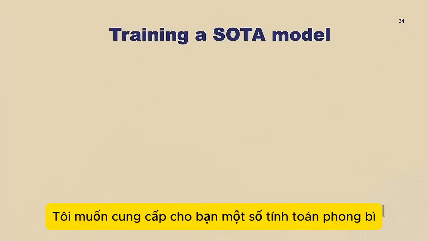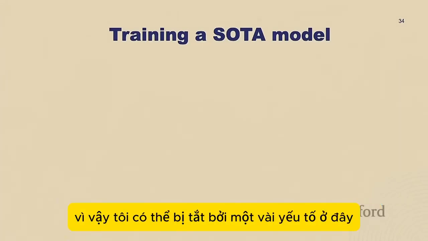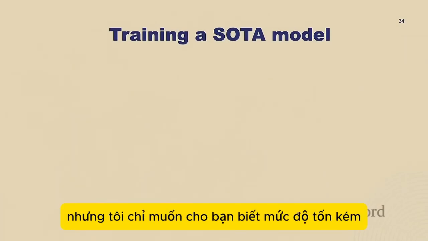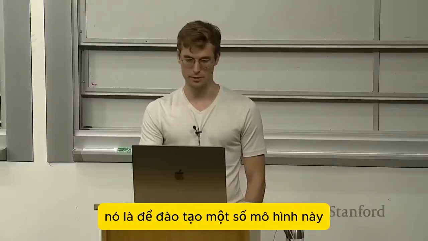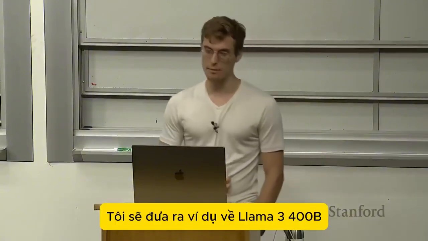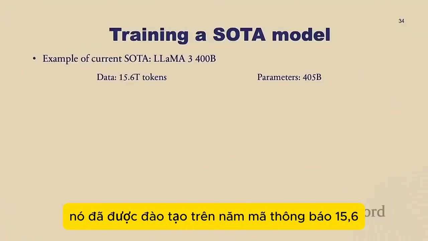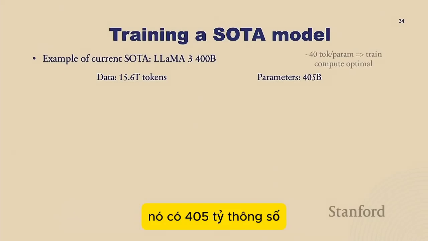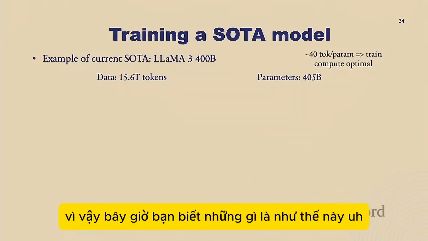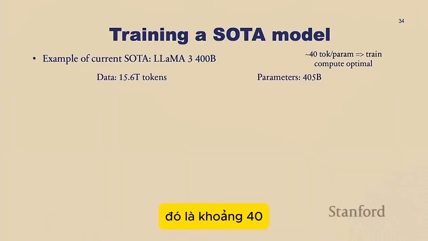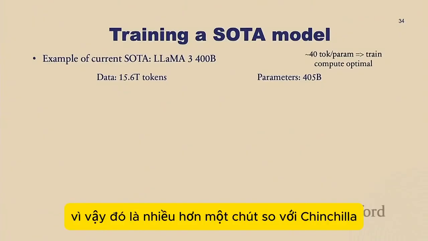Okay, I want to give you some back of the envelope computation. So I might be off by a few factors here, but I just want to give you a sense of how costly it is to train some of these models. I'll give as an example Llama 3 400B, which is currently the best open source model that you can get. It was trained on 15.6 trillion tokens. It has 405 billion parameters. So just so you know, this optimal tokens per parameter is around 40. So that's a little bit more than Chinchilla, but less than this inference optimal model. So they went for training optimality.